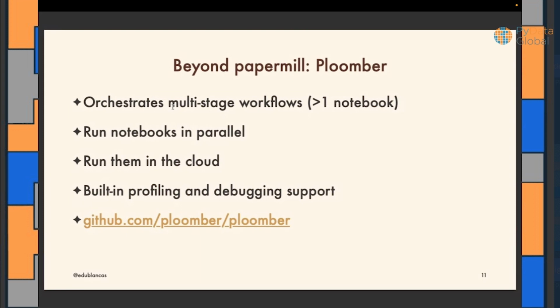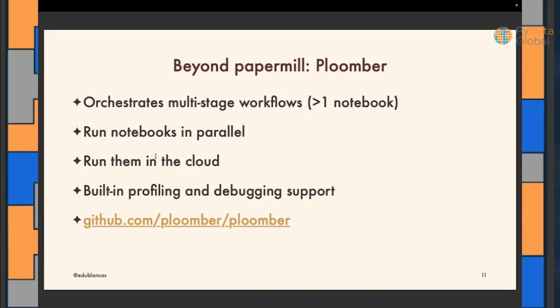Now, in many cases, you may want to orchestrate multi-stage workflows. For example, you may have 5 notebooks, maybe for loading data, cleaning data, generating some features, training some models. In those cases, you want to create a multi-stage workflow, a pipeline. You can use Plumber for that. And actually, Plumber uses papermill under the hood with our custom engines to orchestrate the execution.